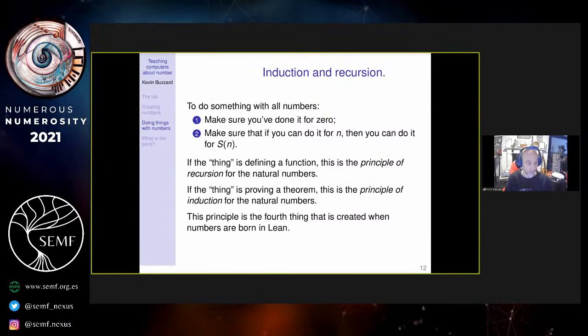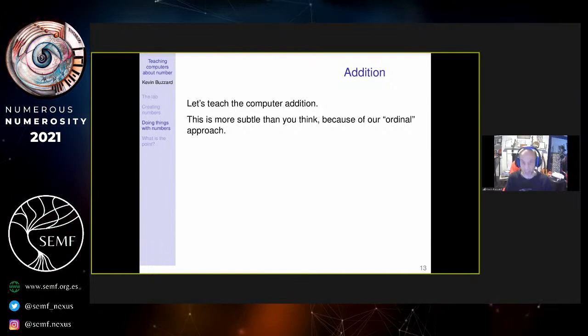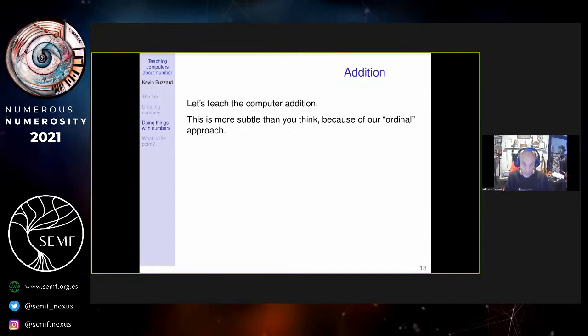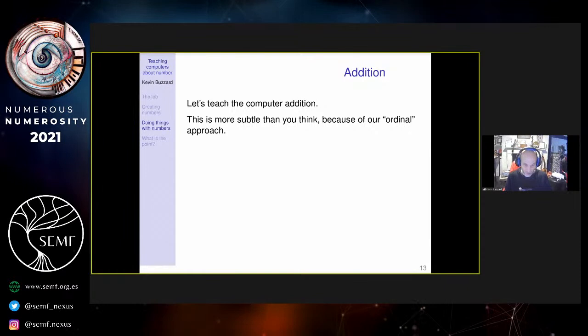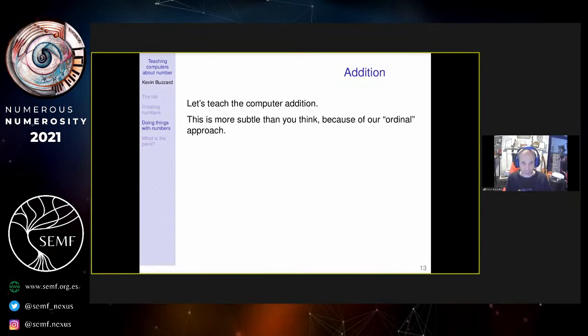So let's teach the computer addition. I have 10 minutes to go. The problem is we can't use cardinals. The problem with the way my daughter was taught addition is that she was taught that 2 add 2 is 4 by being shown that 2 apples add 2 apples is 4 apples, because you have 2 apples here, 2 apples there, and you count the apples. But the problem with that approach is that you haven't proved that 2 add 2 is 4. You proved that 2 apples add 2 apples is 4 apples.